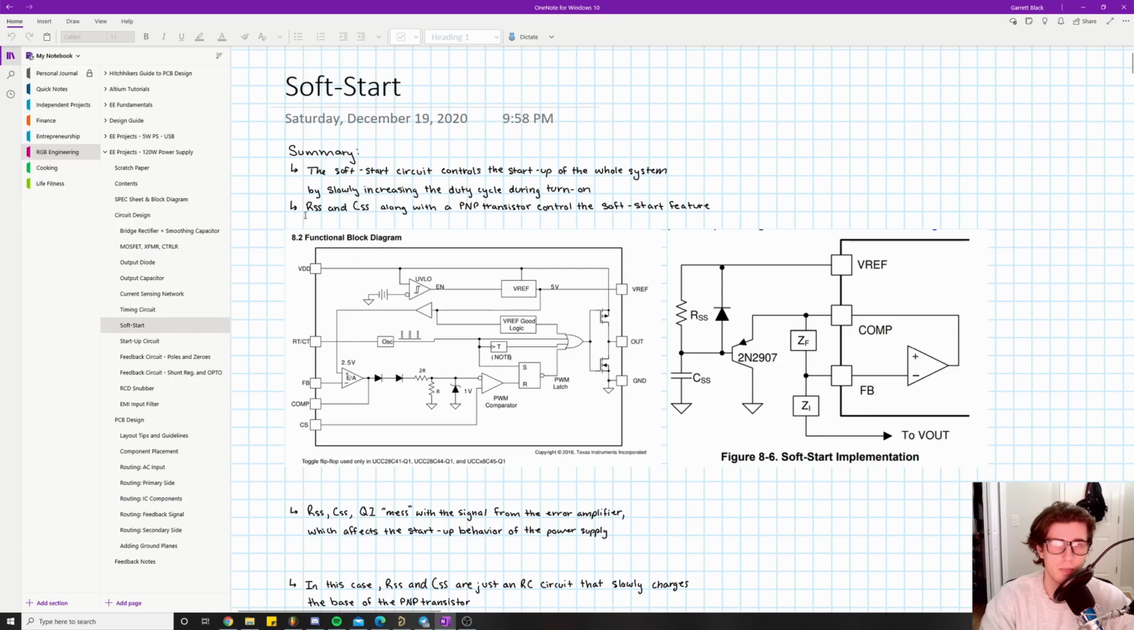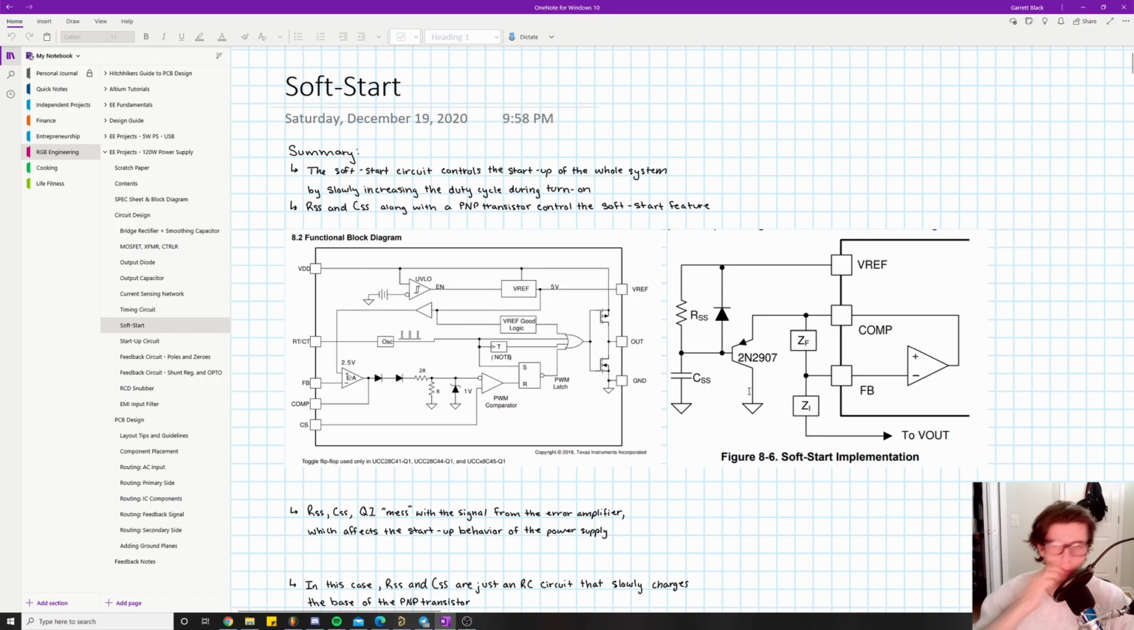So the next thing we need to do is calculate RSS and CSS. But real quickly, I want to try to explain what this is doing on a very, very close up level, right? So I have these two diagrams that I pulled from the data sheet. And the main thing that I want you to realize is that the main thing our soft start circuit is doing is this PNP transistor.